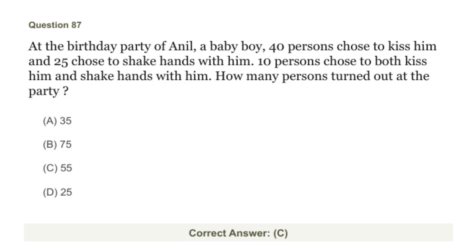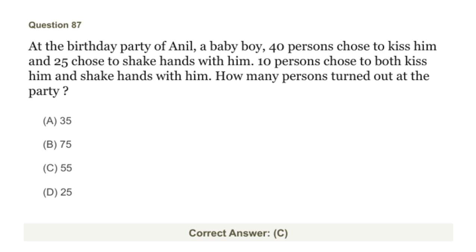Now let's look at the question about the birthday party of Anil, the baby boy. We have some numbers here. 40 people chose to kiss him, and 25 people chose to shake hands with him. Interestingly, 10 people did both. They kissed him and shook his hand. The key point here is to figure out how many people in total attended the party.